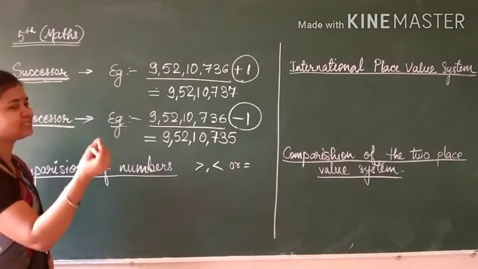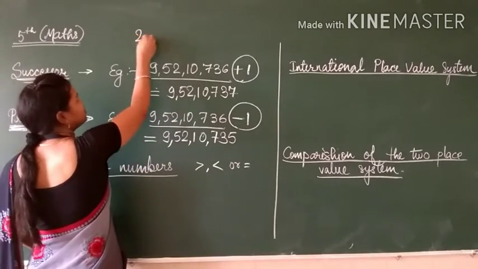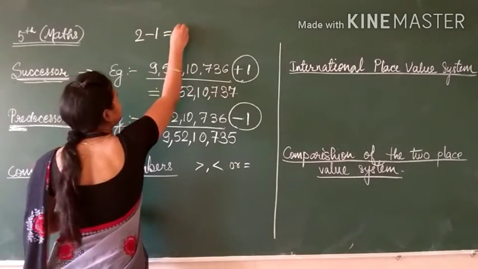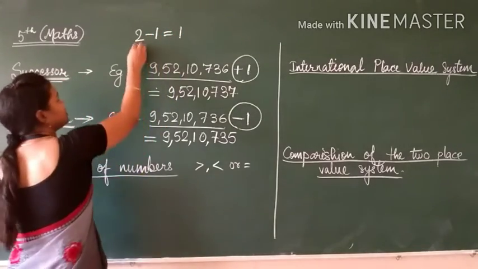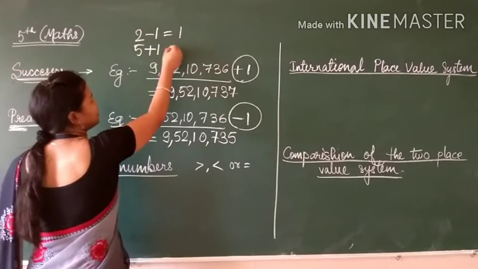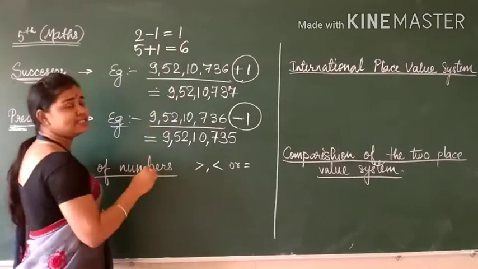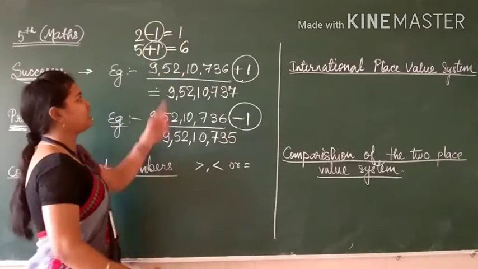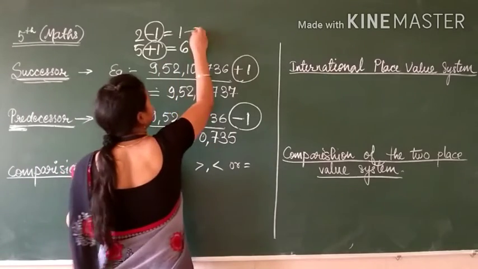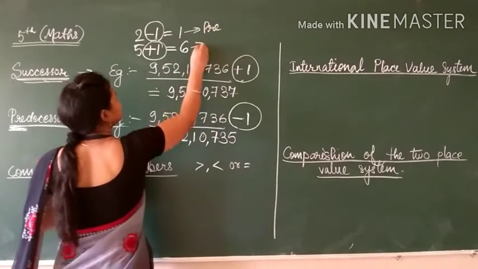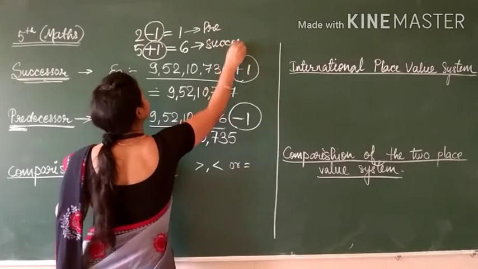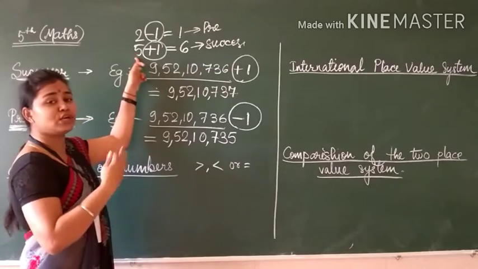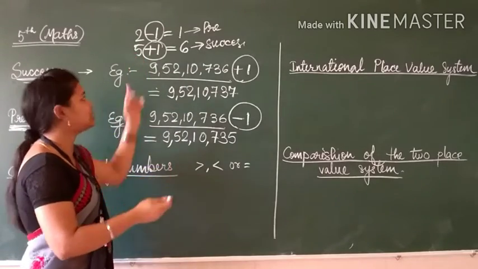For example, one more example I am giving you: predecessor of 2. Predecessor means minus 1, so we get 2 minus 1 is equal to 1. Successor of 5. Successor means plus 1, so here we get 5 plus 1 is 6. So see here, by doing minus 1 we get the predecessor, and by doing plus 1 we get the successor. Predecessor of 2 is 1, the previous number is 1. Successor of 5 is 5 plus 1, that means the next number is 6.